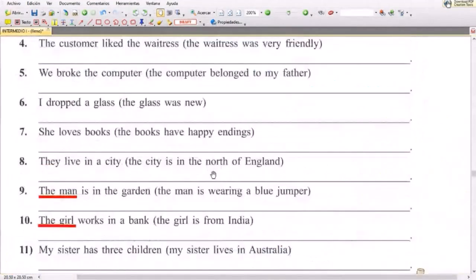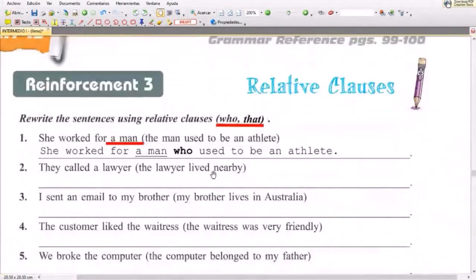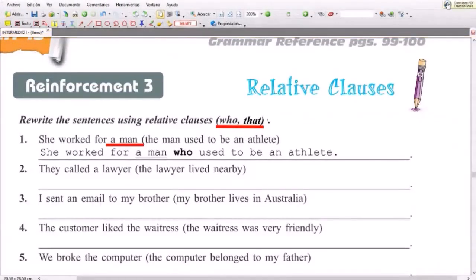Now we are going to do this reinforcement, because here you have to write a little bit more, and you have to join the sentences. This is the purpose when we use a relative clause. Imagine that you are a basic student. So you have two complete sentences: She worked for a man. The man used to be an athlete.